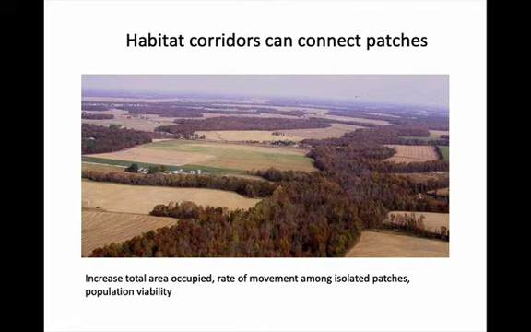Habitat corridors can be very important in connecting patches. So let's think about two isolated patches. It's going to be very difficult for animals to move or plants to move from one patch to another. But if they can move through an intervening corridor of habitat that is similar, if not identical, they would have a much higher rate of movement.